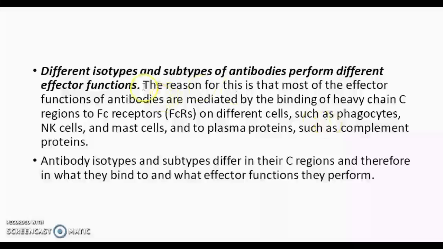The different isotypes and subtypes of antibodies perform different effector functions, due to the different Fc receptors in different cells such as phagocytes, NK cells, and mast cells. Antibody isotypes and subtypes differ in their C region, and therefore in what they bind to and what effector function they perform.